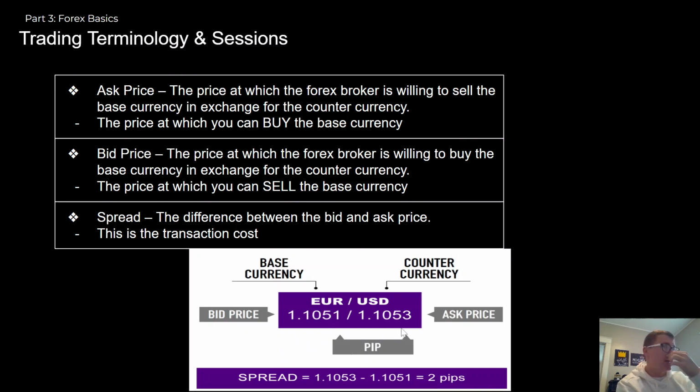That's all that is. And then it's the same thing if you wanted to sell. If you wanted to sell, you're not getting in right here. You're getting in right here, which is the same thing. It's a 2 pip spread. Just know those are the basics.